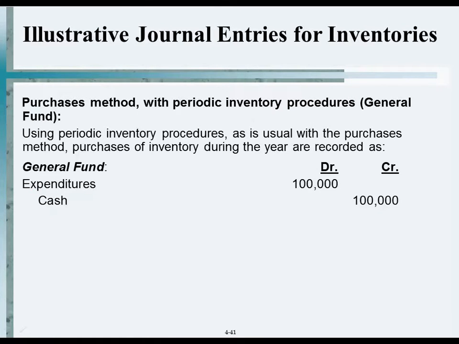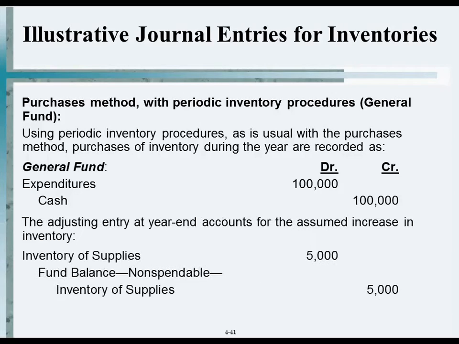So instead of 50, in this case, the example is 100,000. Look at what we do. We set up an account called inventory of supplies, 5,000, because that's what's left over, and fund balance, non-spendable. You can't spend supplies of 5,000.